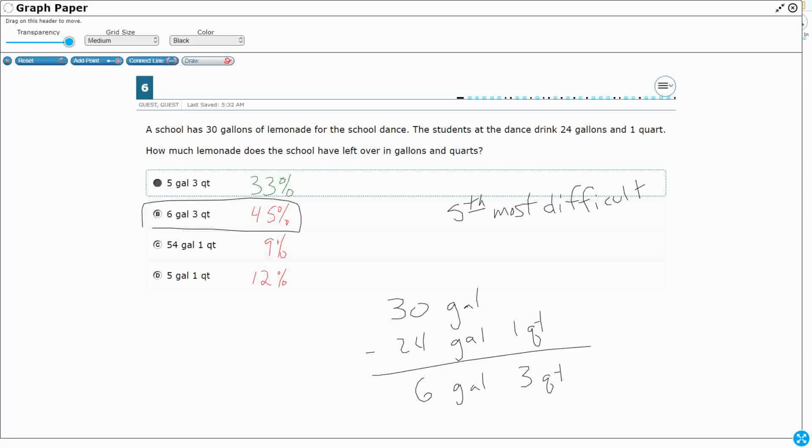Even though there were 30, I would highly suggest having students draw 30 circles or 30 squares or some type of array, so that they can see that they can easily take the 24 gallons away from the 30. They're going to have to break up 1 gallon into 4 quarts in order to take 1 quart away, and that's going to leave only 5.